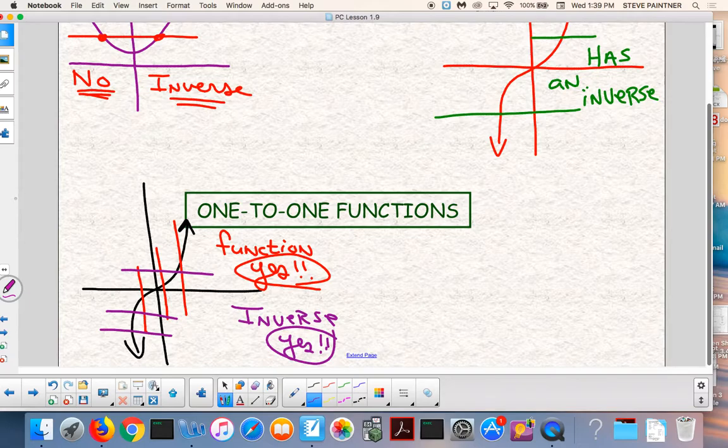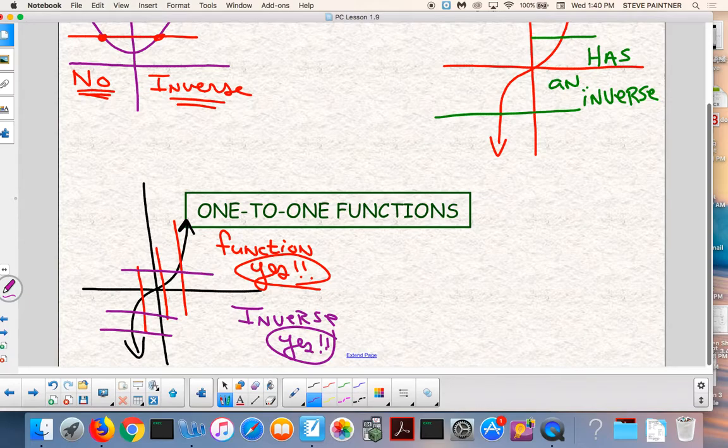Do you want me to write this all out for you? It also says this, each y value corresponds to exactly one x value. That's kind of the reverse of what a function is. To have an inverse, each y value gets exactly one x value. But that horizontal line test is telling you that.